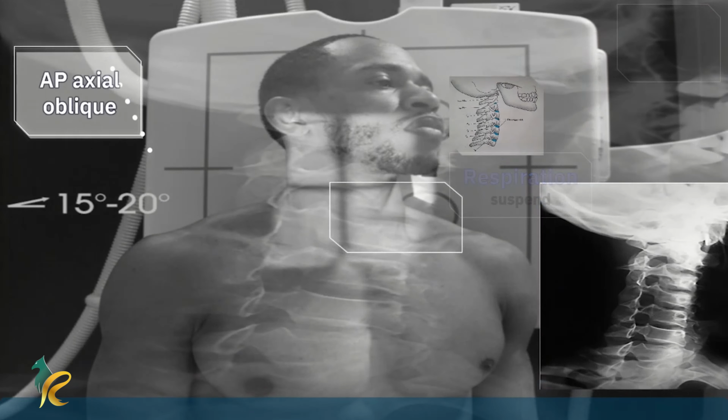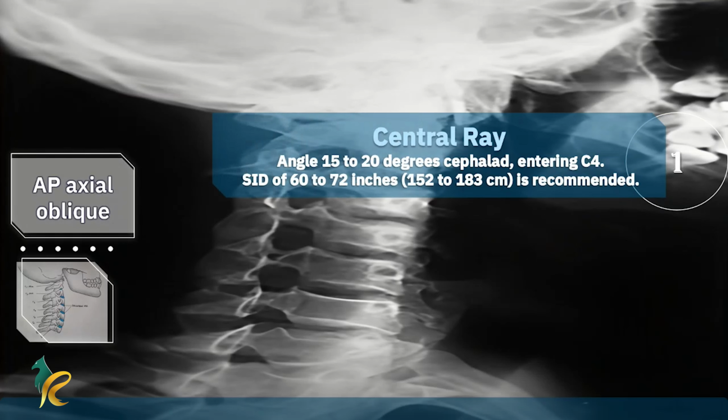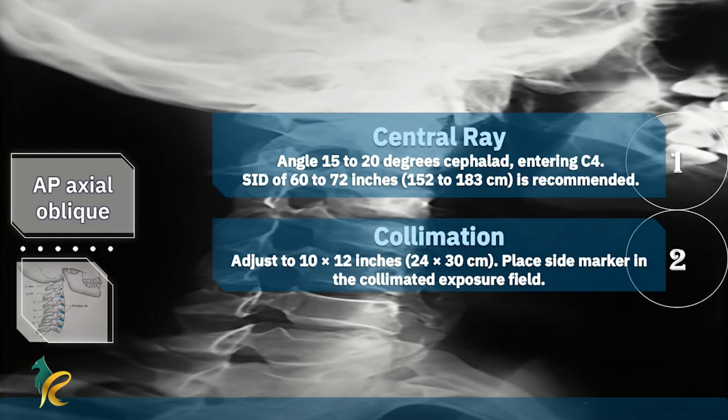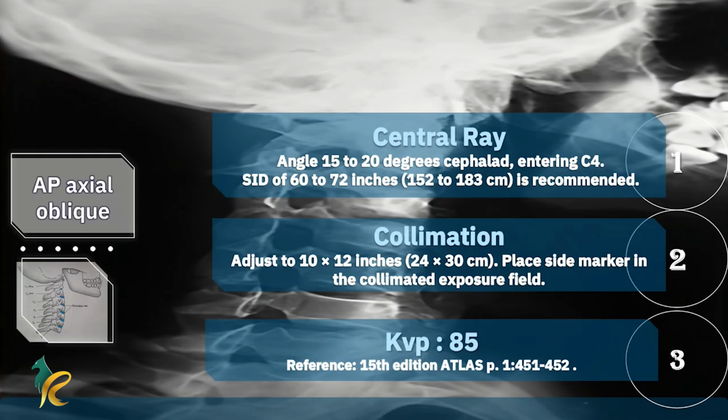The central ray is angled 15 to 20 degrees cephalad entering C4, and as I said before, a 72-inch source to image distance is recommended. The collimation is adjusted to 10 by 12 inches, and place the side marker in the collimated exposure field. In the end, the required voltage for taking this exposure is 85.